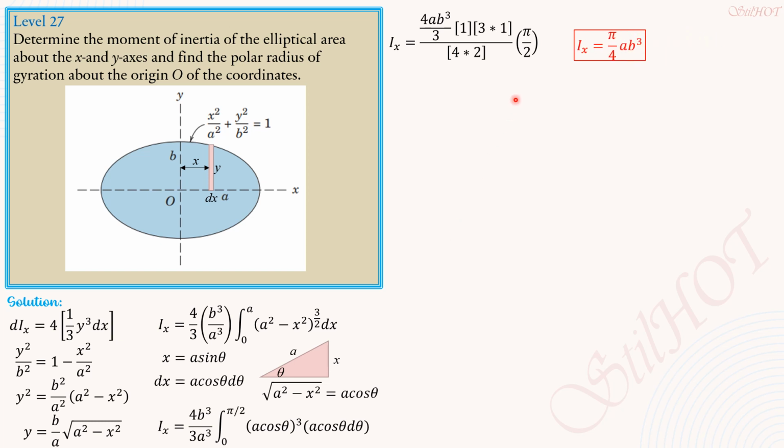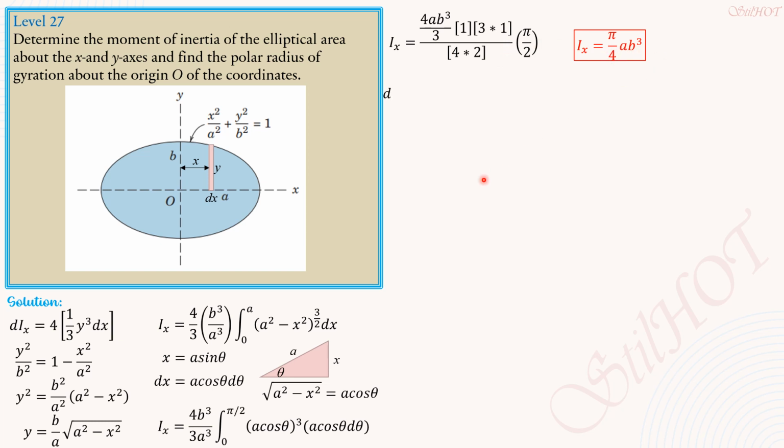Just like a circle, pi r times r cubed over 4, or pi r to the 4th over 4. So that's it. And in this case, because the ellipse has major and minor axes, the one that is cubed is perpendicular to the x-axis, which is b. So that's why we have ab cubed. We expect also that Iy is pi over 4 a cubed b.